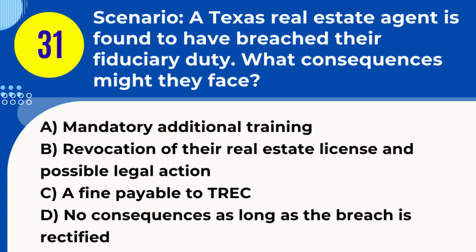Question 31. Scenario: A Texas real estate agent is found to have breached their fiduciary duty. What consequences might they face? A. Mandatory additional training. B. Revocation of their real estate license and possible legal action. C. A fine payable to TREC. D. No consequences as long as the breach is rectified. Answer: B. Revocation of their real estate license and possible legal action. Explanation: Breaching fiduciary duty in Texas can lead to serious consequences for a real estate agent, including the revocation of their license and potential legal actions, such as lawsuits for damages.